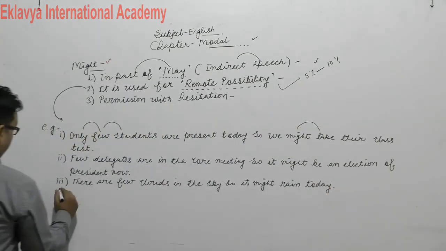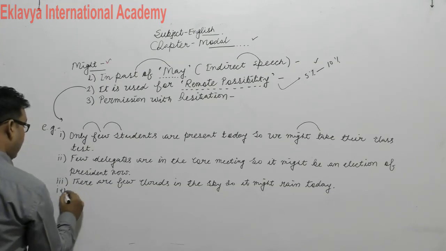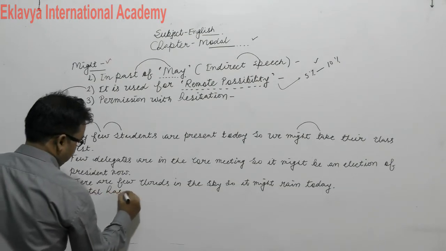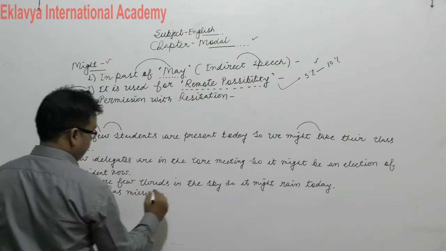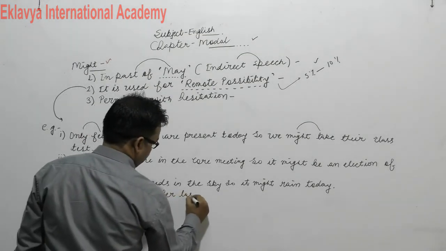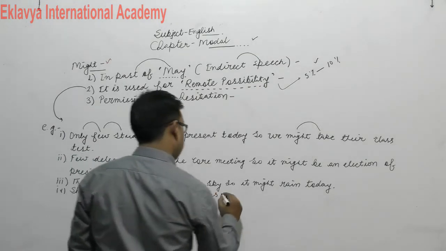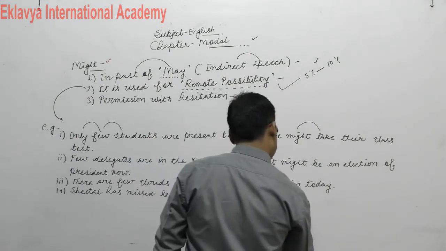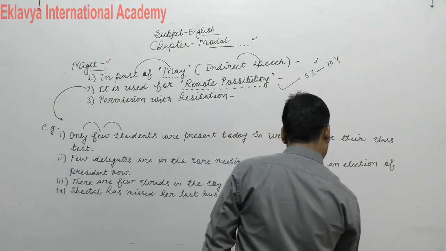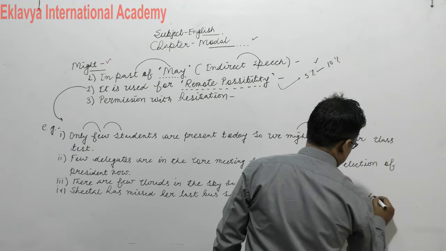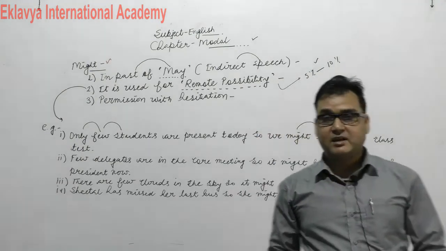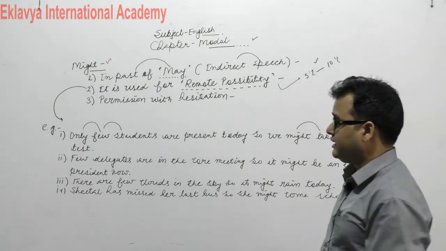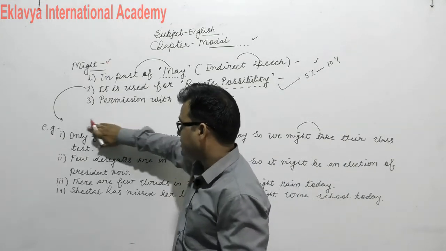We can have one more example. Sheetal has missed her last bus, so she might come to school today. These examples basically speak about remote possibility in a sentence. We'll find the same in these examples one by one, students. Okay, let's go through your examples.